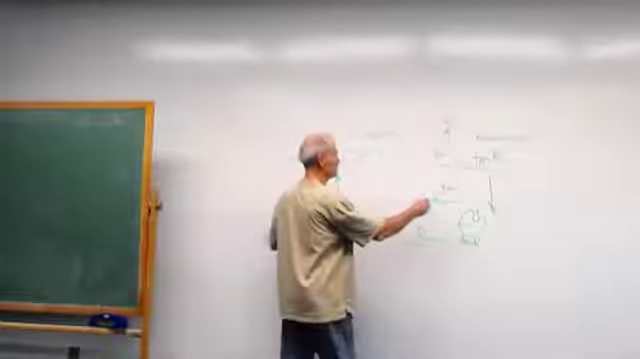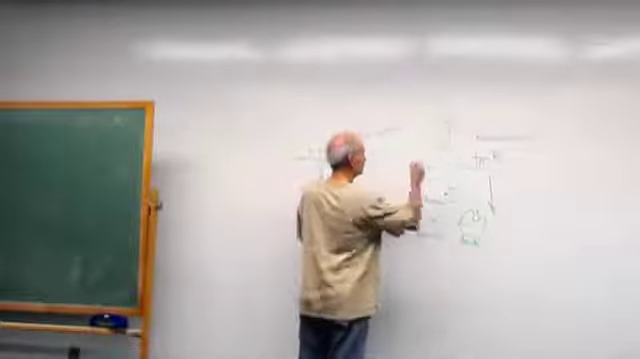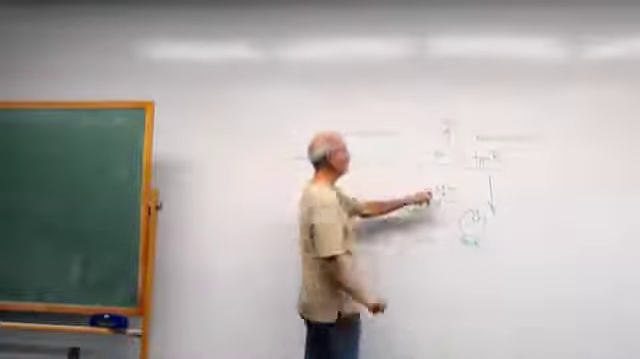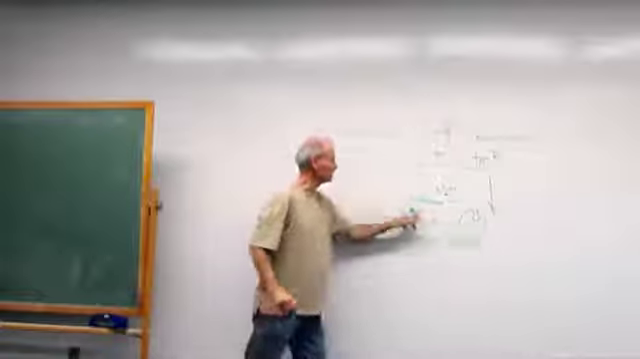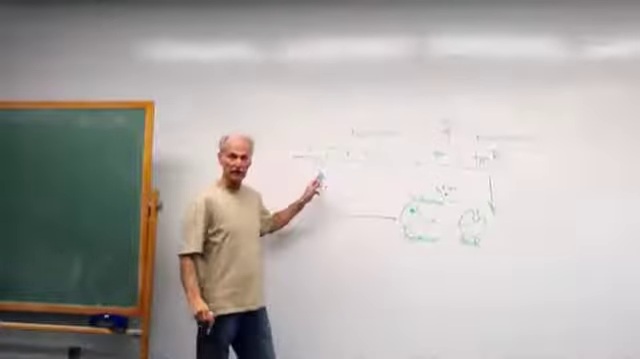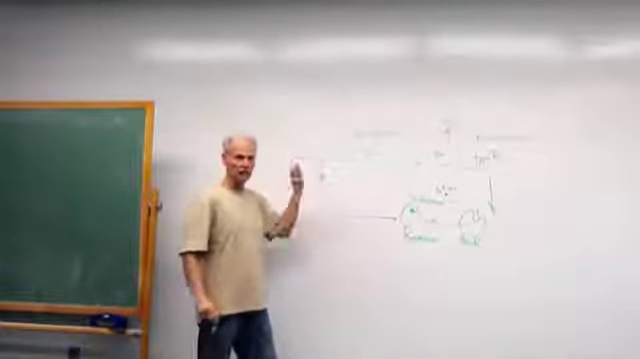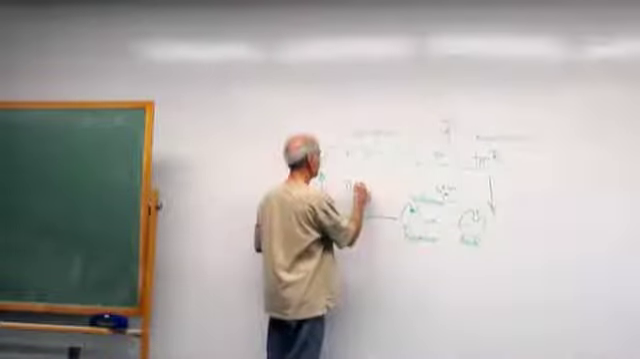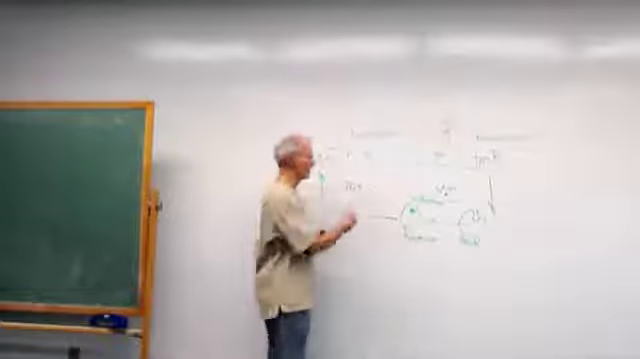So as you build up the levels of the end product, you enable it to shut down activity, the feedback loop. And this is responsible for 70-fold of the regulation.